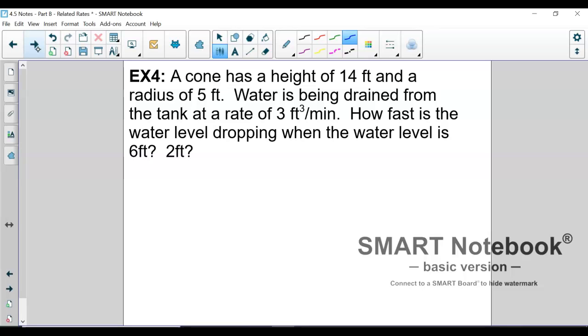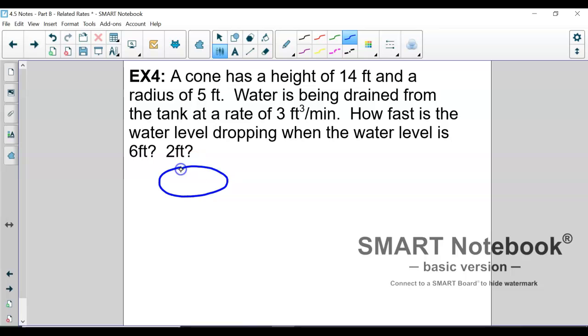So this one is still a cone problem. I think this is our last one. Still a cone problem, very similar to the last problem. But this one does say how fast is the water level dropping when the water level is 6 feet and 2 feet. So we're going to plug numbers into this one.